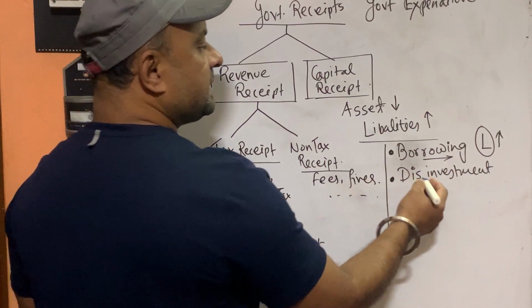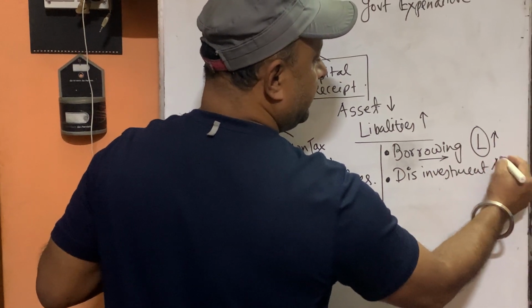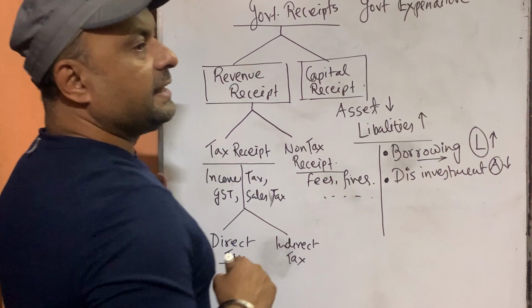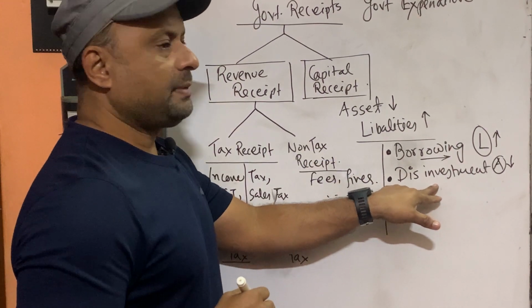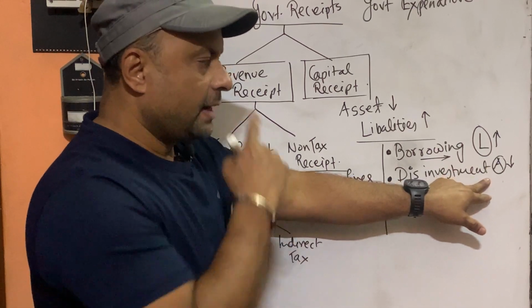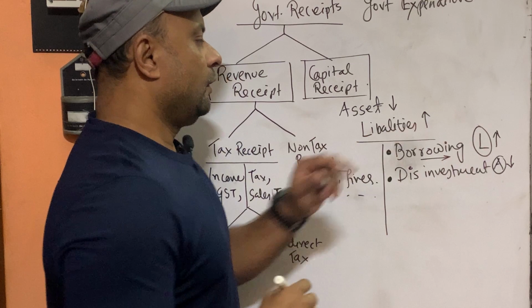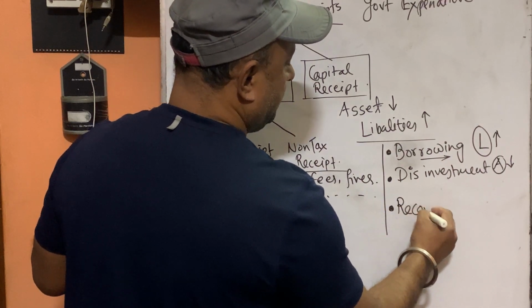And in case of asset selling or disinvestment, what happens? Government asset reduces because government sells its asset. Suppose government sells 50% of share of ONGC or any private sector undertaking units. That time government will raise the fund, but government asset will fall. Third one is recovery of loans.